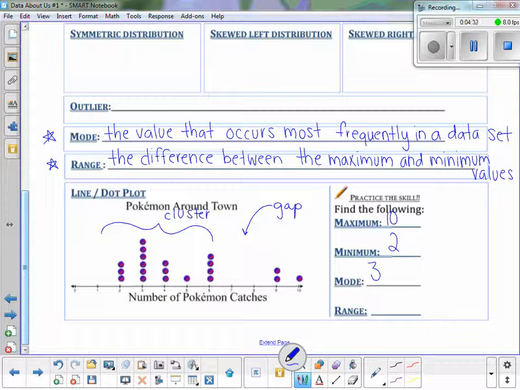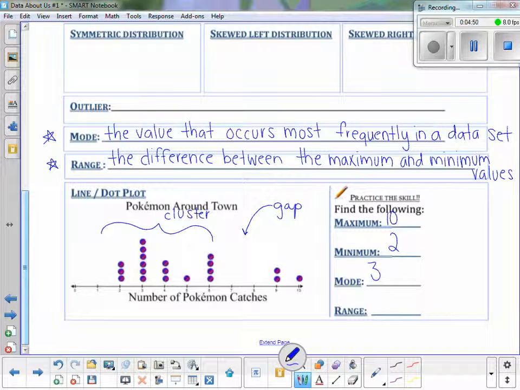Wait, so a mode is the tallest? If you organize it in a line plot, yes. Or in a bar graph too. Now you can also have 2 modes. We only have 1 here, but it is possible.